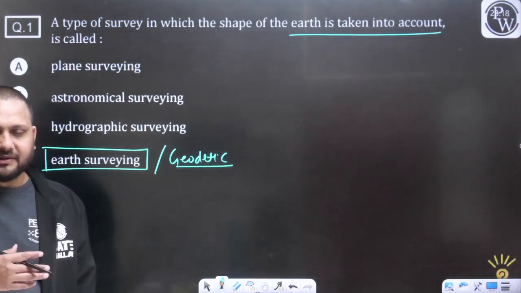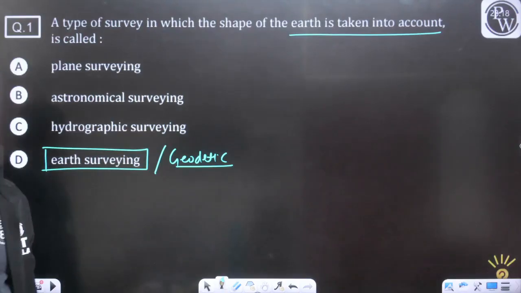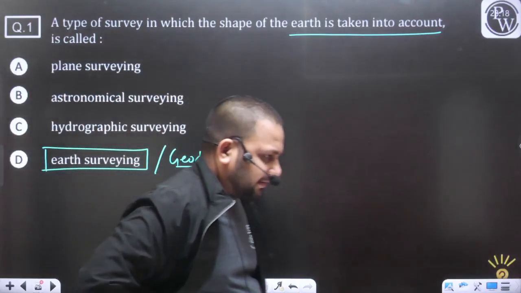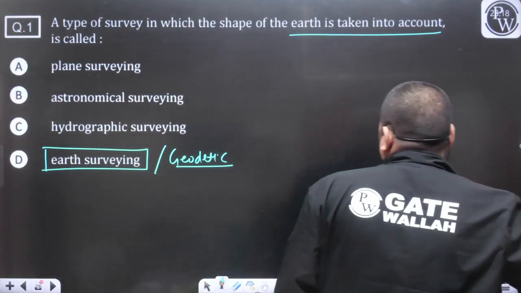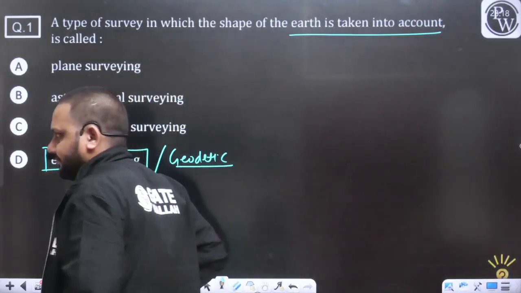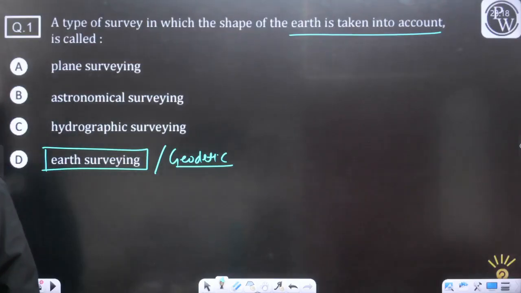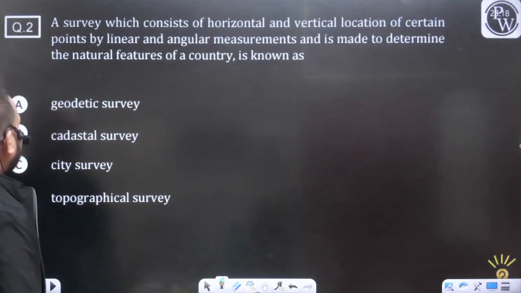So do not commit these types of silly mistakes. Read the question properly, then mark your answer. Now let's solve the next question.